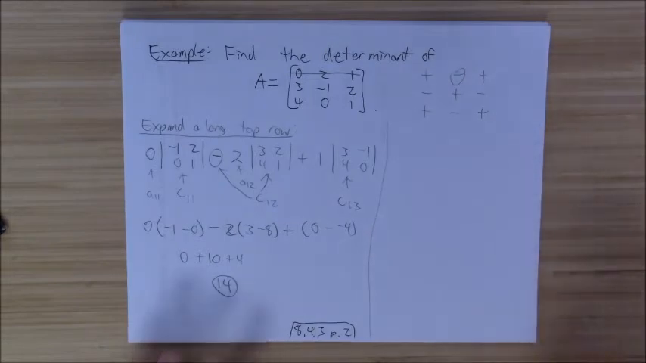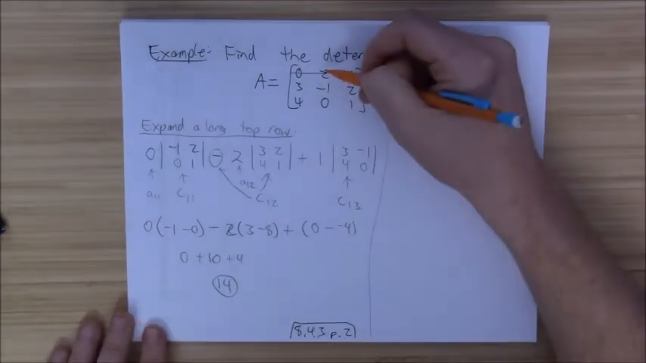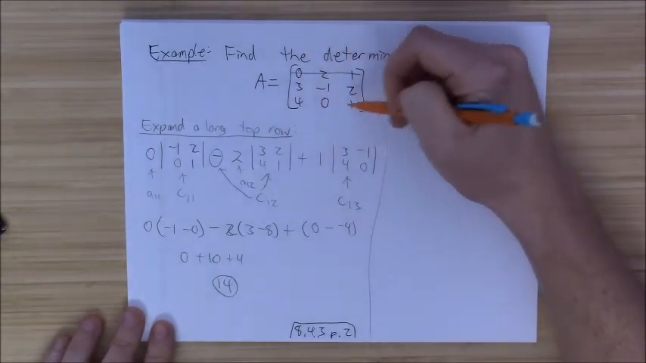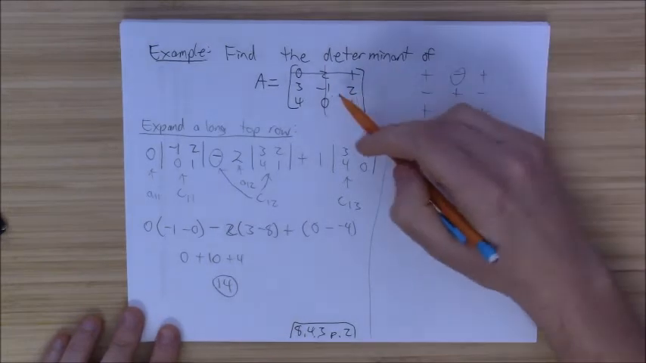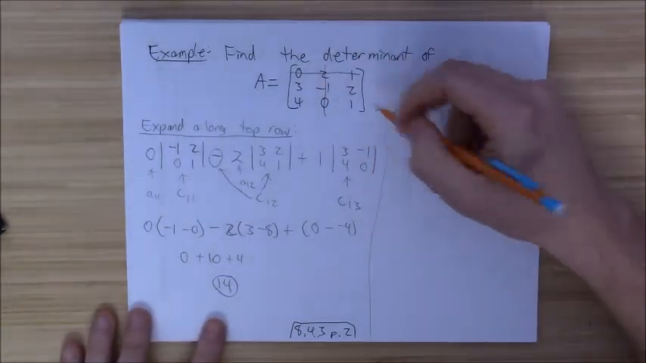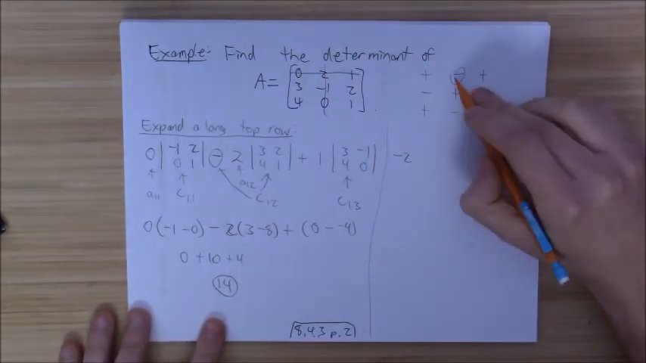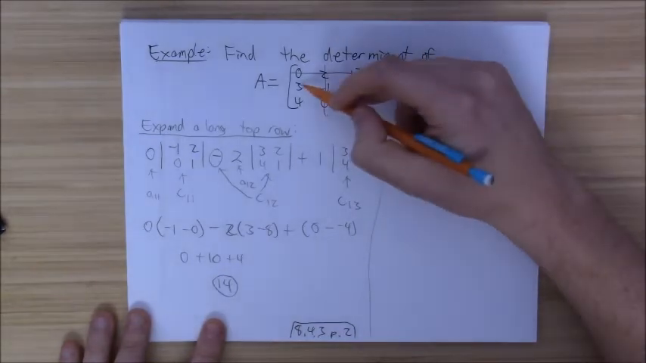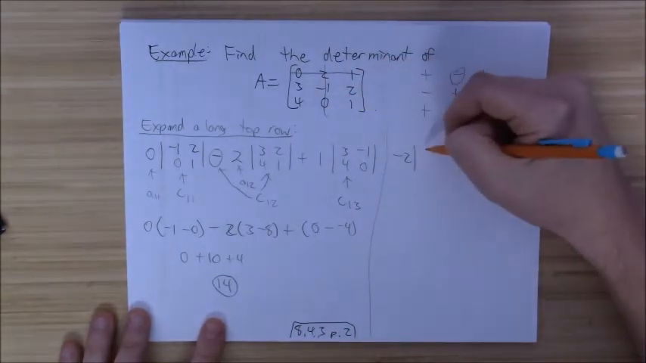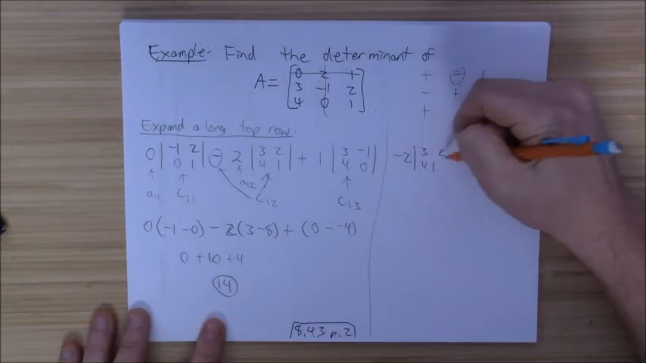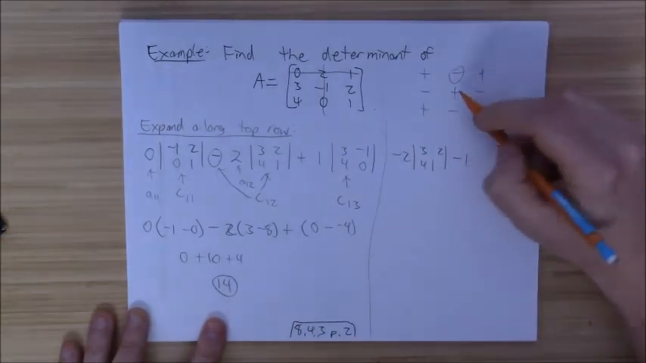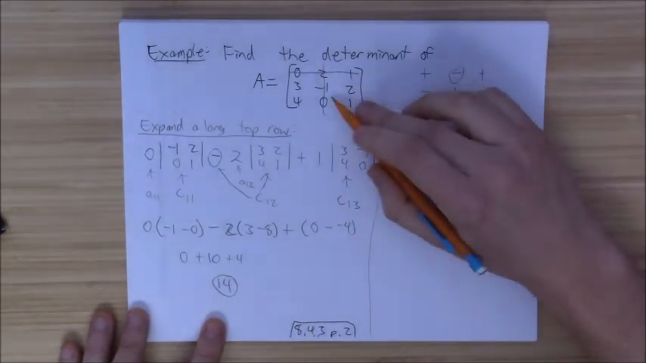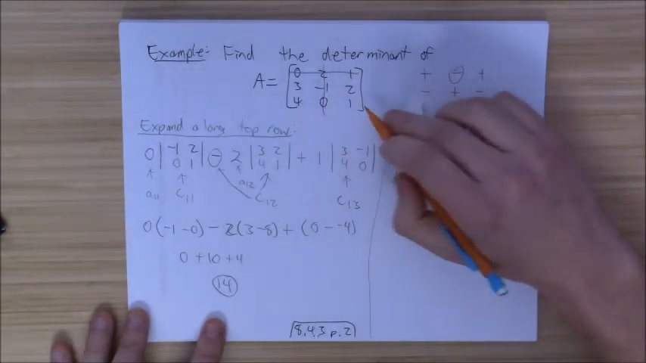Now, as I said before, it doesn't matter which row or column you go down. So we could go down this row or that row expanding, or we could go down any of the columns. For instance, if we go down this column, we would have negative 2 times the determinant of 3, 2, 4, 1, minus 1 times the determinant of 0, 1, 4, 1.